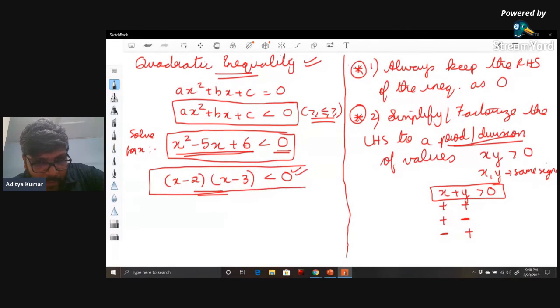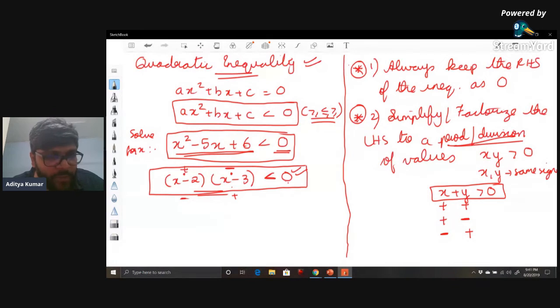Now, this is what I have. This is where many students go wrong. They treat this as an equality and they say either x minus 2 has to be less than 0 or x minus 3 has to be less than 0. That's completely wrong, because you're doing exactly what you do with equalities. When you have an equal to 0, obviously any one of them can be 0 or both of them can be 0. But when you have this product to be less than 0, then it depends upon the signs of both these quantities. That means one has to be positive and the other negative, or one has to be negative and the other positive.